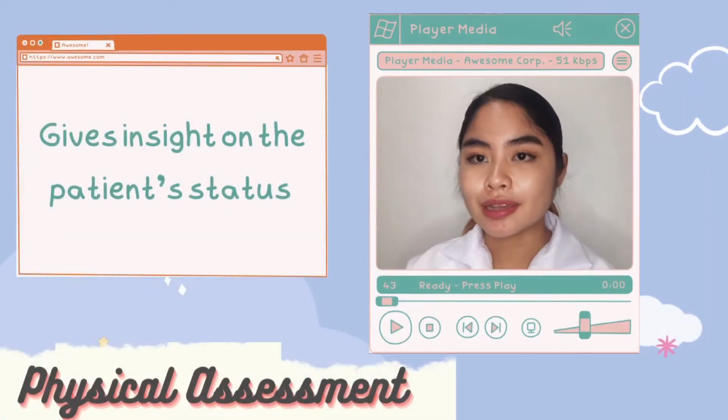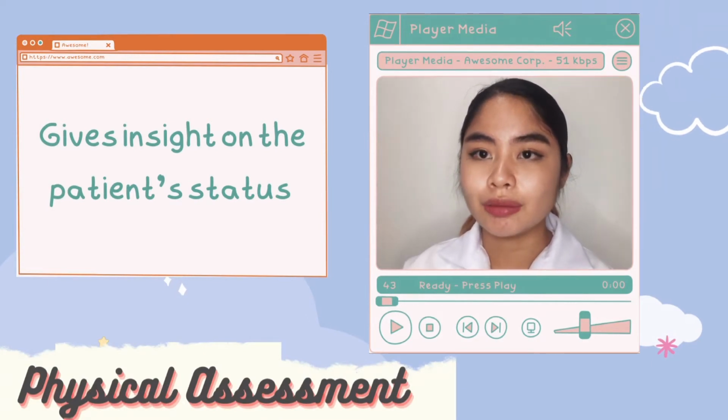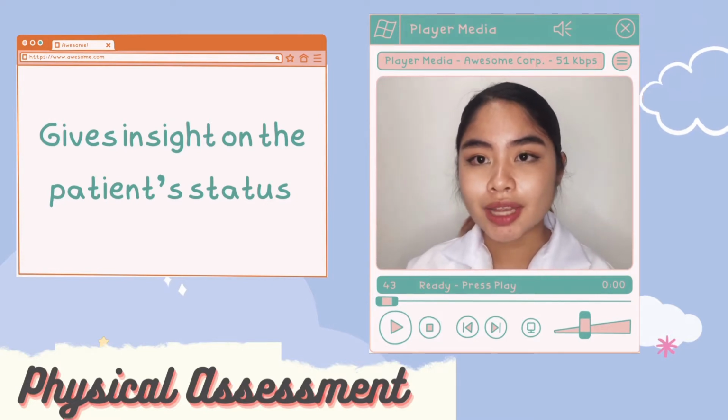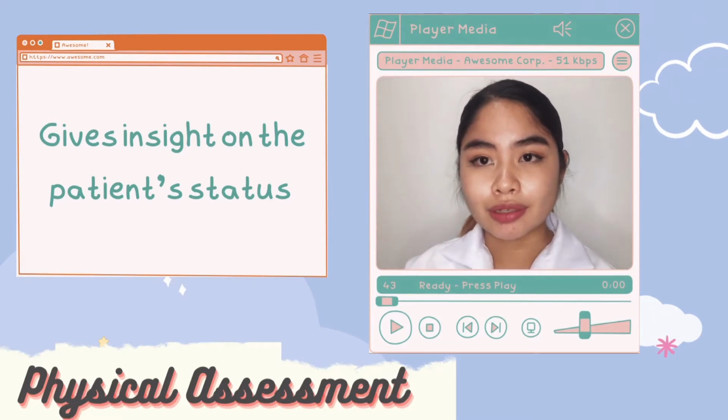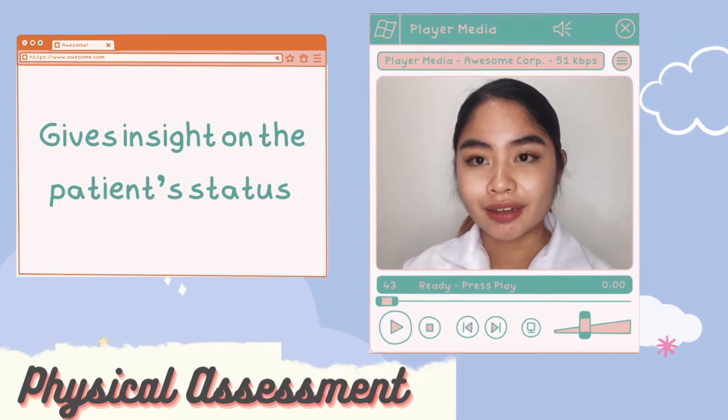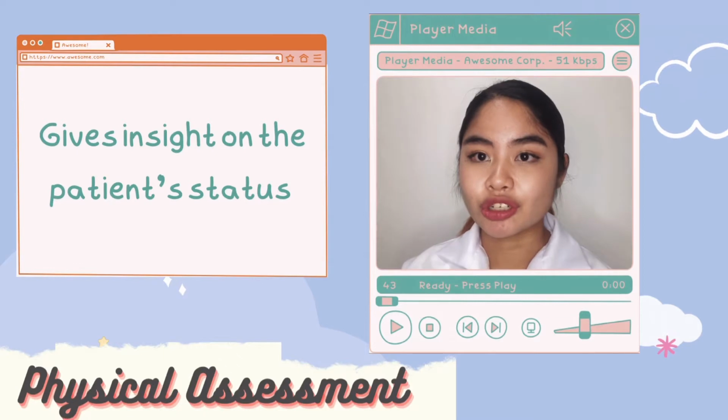For the physical assessment, a comprehensive health assessment gives nurses an insight into the patient's physical status through observation, measurements of vital signs, as well as self-reported symptoms. This also includes medical history, a general survey, and a complete physical examination.